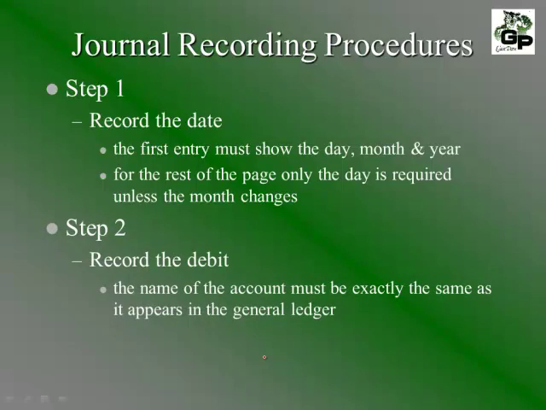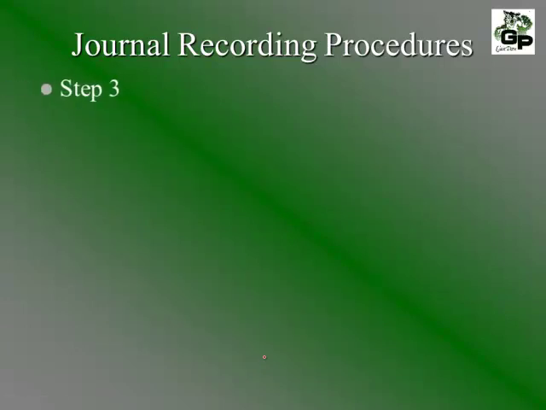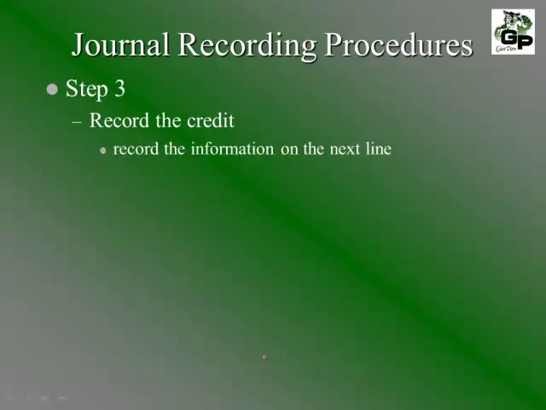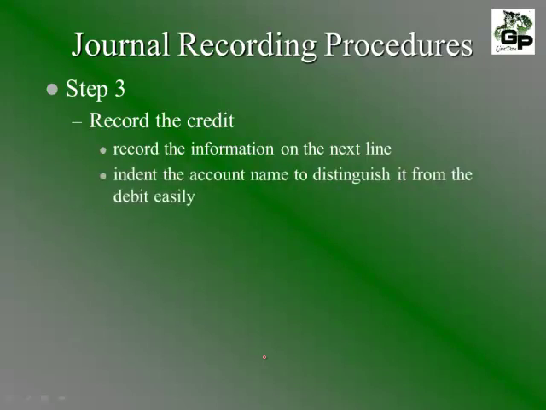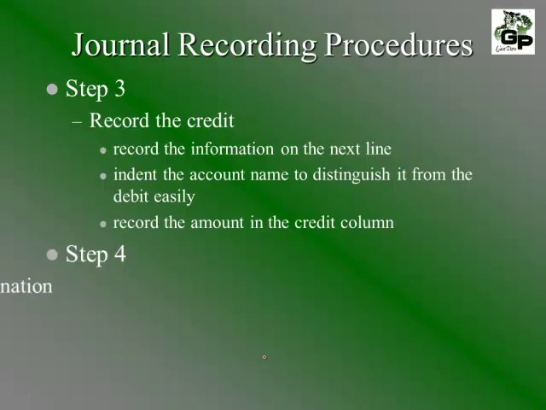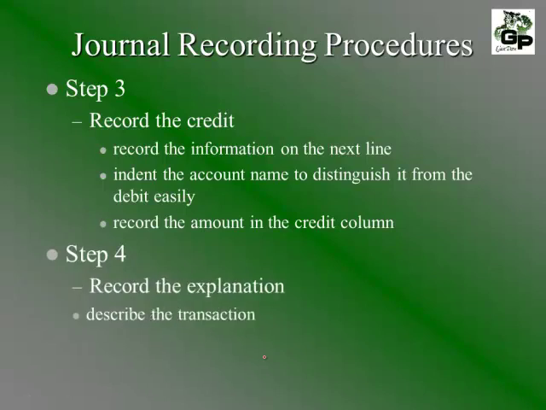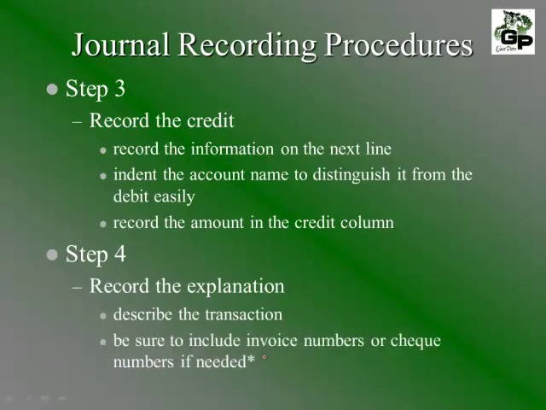The name of the account must be exactly the same as it appears in the general ledger. The amount is recorded in the debit column. Step 3. Record the credit. Record the information on the next line. So we have to have the credit account to distinguish it from the debit easily, and it is indented. Record the amount in the credit column. Step 4 is to record the explanation. Make sure you describe the transaction in as much detail as possible. Be sure to include invoice numbers, check numbers, and so on.